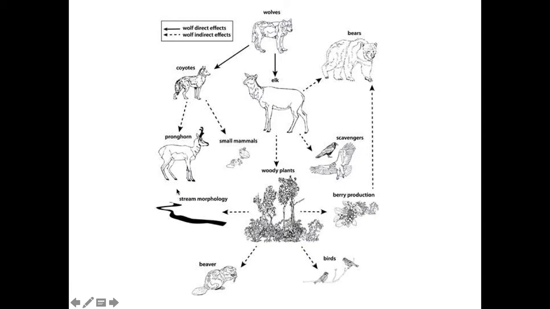So the elk, by being scared, but also by being eaten, means that they eat less woody plants, which impacts stream morphology. When they're eating less woody plants, there are more plants to stabilize the stream banks and reduce erosion. We get more berries, which is good for bears. We get more birds that like these different plants, and we get more beavers because they also need woody plants. By suppressing coyotes, it reduced the amount of predation on pronghorn and small mammals, so we get more pronghorn and small mammals. And we also get more scavengers because there are more elk carcasses around.